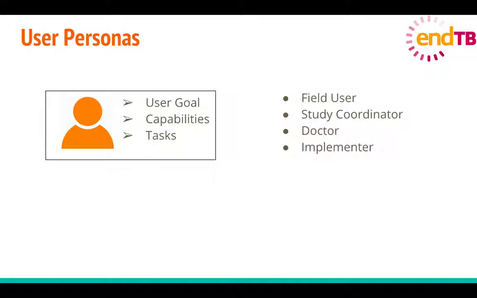In the case of NTB, we have arrived at a few personas after discussions with some members of the consortium. We've tried to keep them as general as possible to all the implementations, though it might vary from site to site. We also want to call out that these users are just representative of the actual users, and the main purpose is just to highlight how they use the system. From our understanding, we've listed four main personas. The first is the field user or data entry person, the second is a study coordinator or a research assistant, the third is a doctor, and the fourth is an implementer.